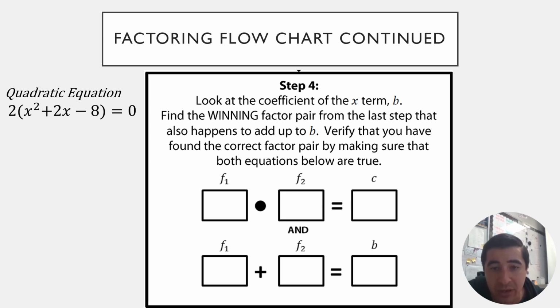So f1 and f2 are just factor 1 and factor 2. For factor 1, we found that it was negative 2, and for factor 2, we found that it was 4, because negative 2 times 4 does equal negative 8, our c value. And factor 1, negative 2, plus our factor 2, 4, does add up to equal 2. So that checks off both boxes for us, just to ensure that we got the correct factor pair.